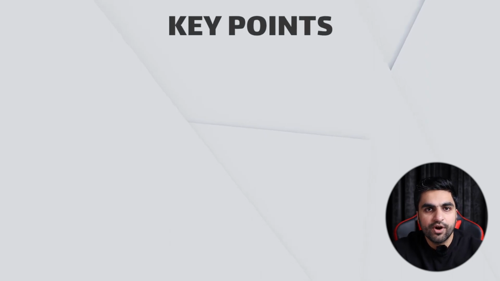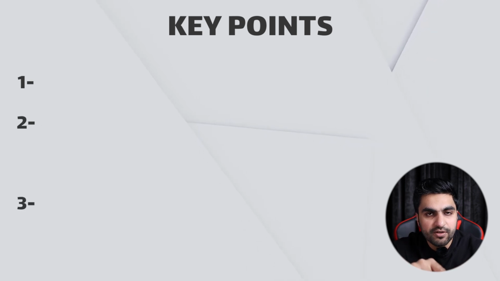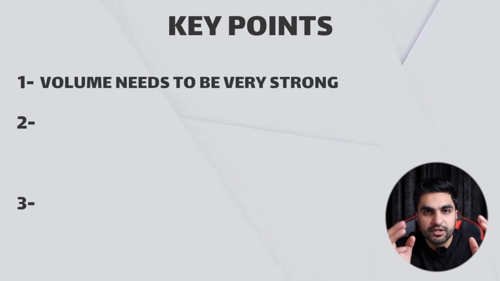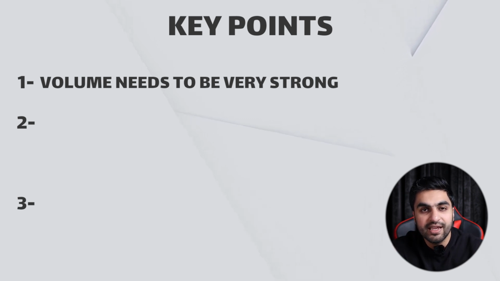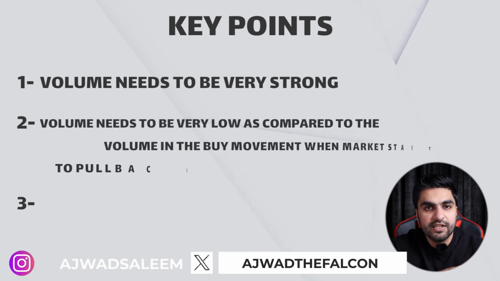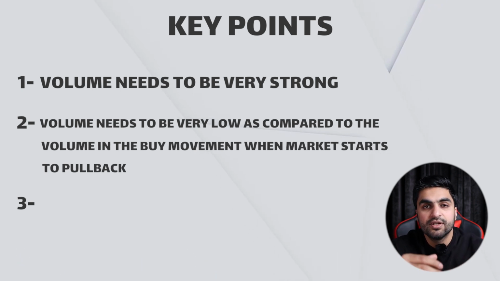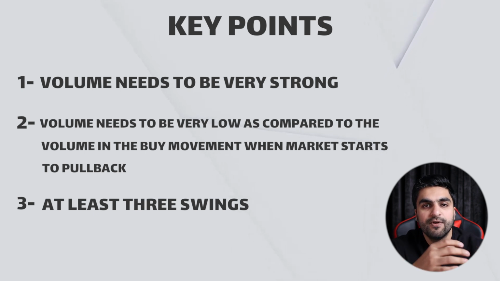There are several key points. First is market is moving up. When breaking the previous market structure, volume needs to be very strong. Second, whenever after creating a new higher high in case of the buyer's trend, when market starts to pull back, volume needs to be very low as compared to the volume in the buy movement. And third, there needs to be at least 3 swings towards the demand zone when market will be making a pullback.